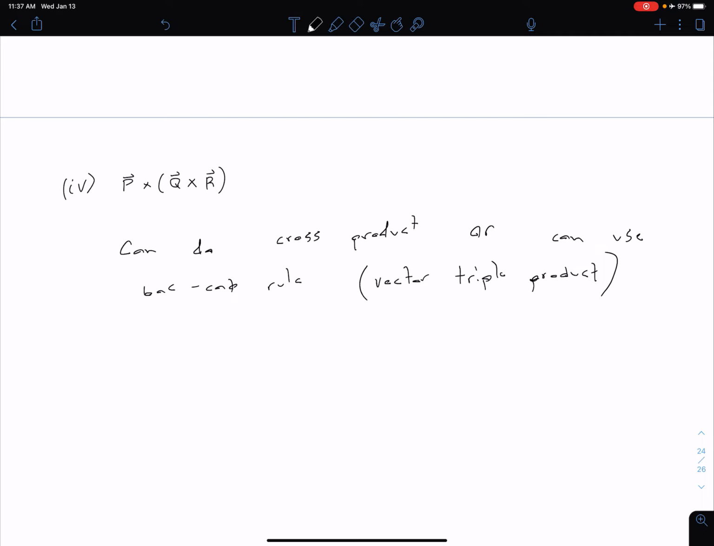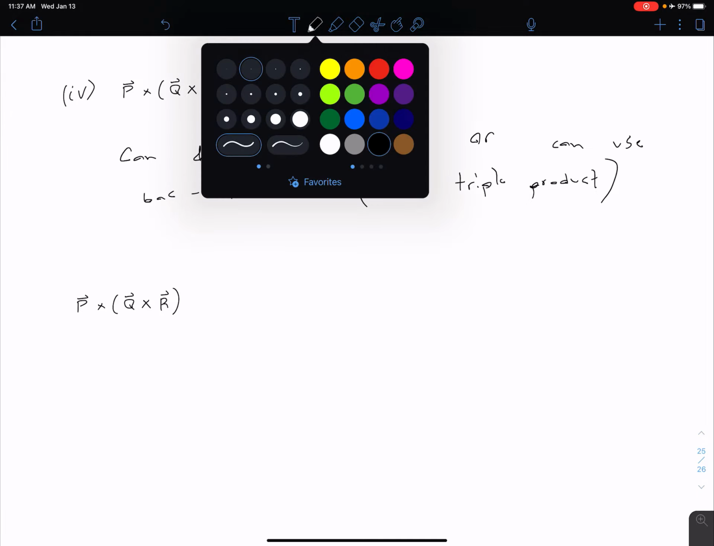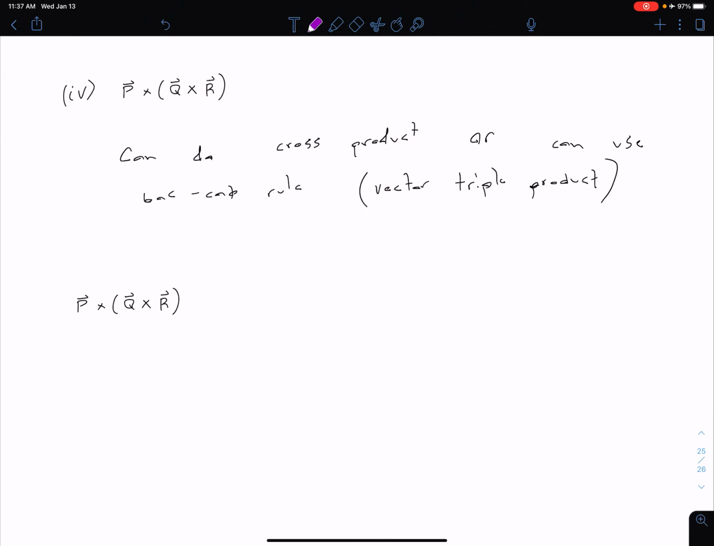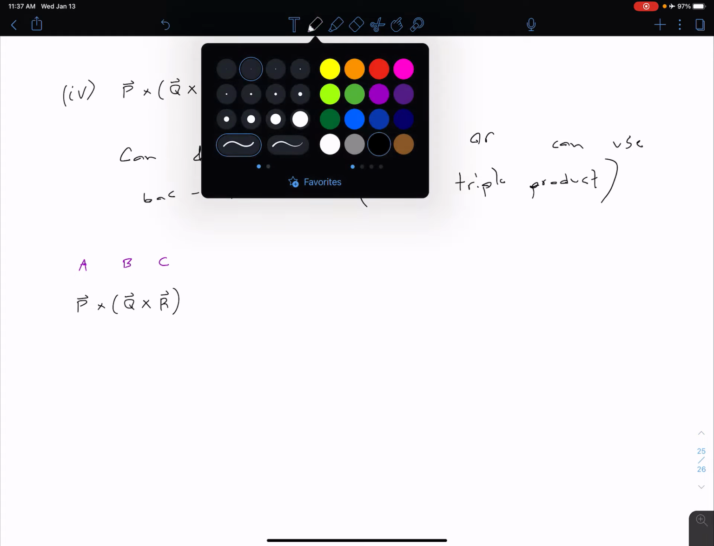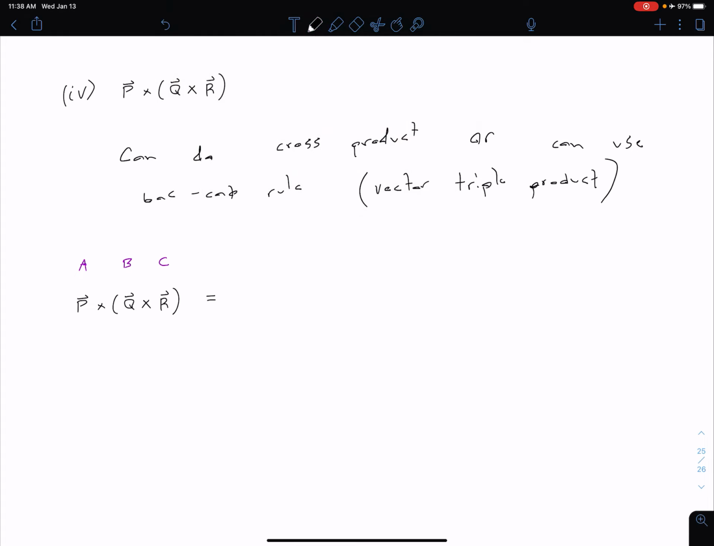So let's go ahead and write what this is equal to. Actually, let me take this down here so we have some more room to continue it. So let's bring this here. And let's go ahead and assign in our heads, and let's write it out here. But of course, in our BAC-CAB rule, we have A, B, C. So in this case, our P is like our A, our Q is like our B, and our R is like our C.